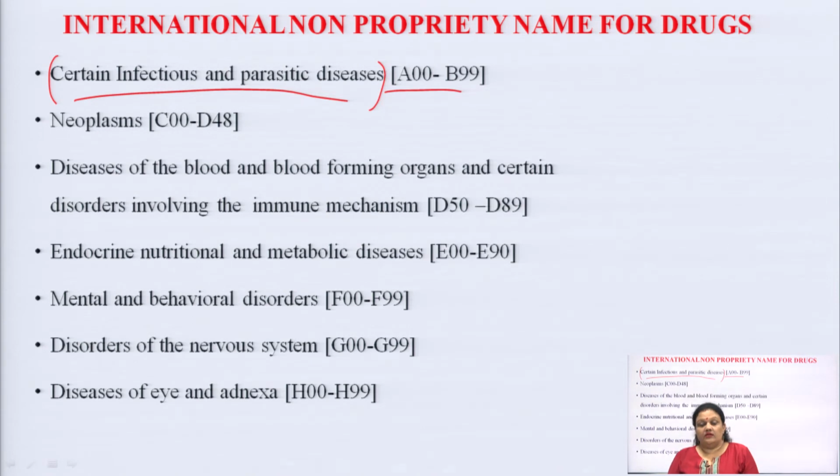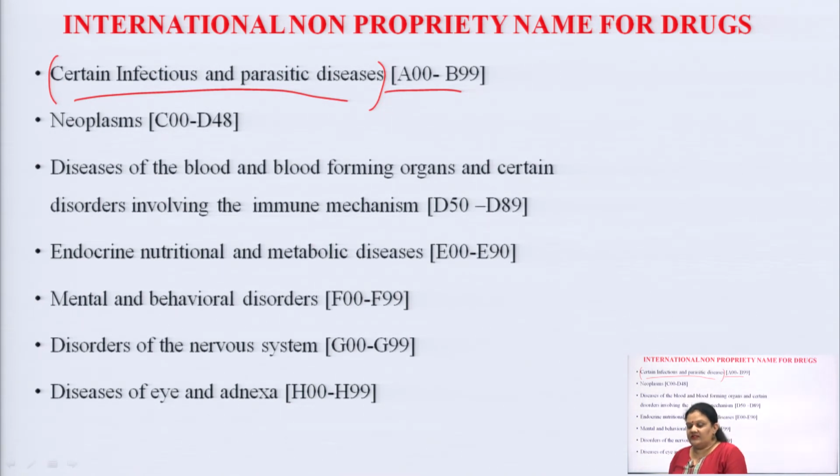Next is the inclusion of mental and behavioral disorder. So, we can include here the psychiatric disorders or neuropsychological change in different class of patients. So, the code given here is F00 to F99.